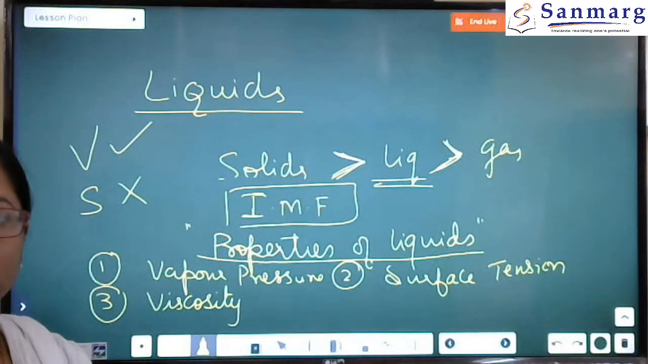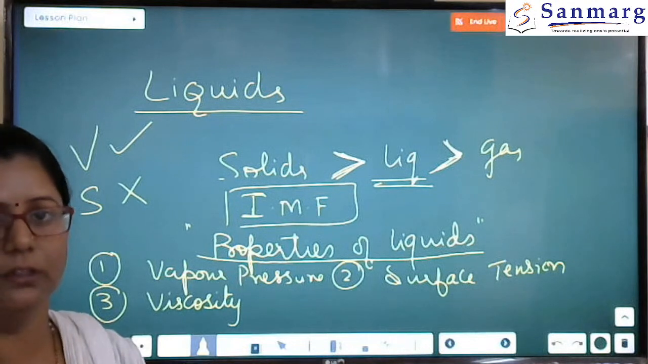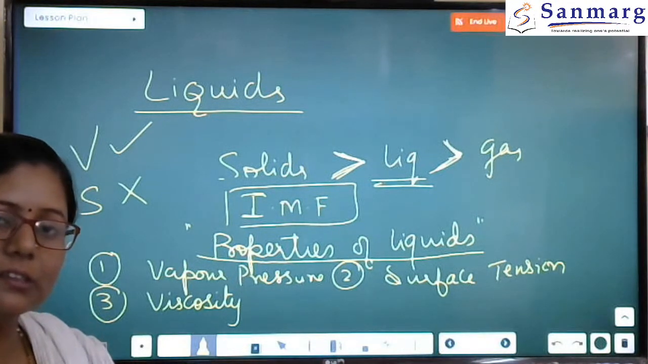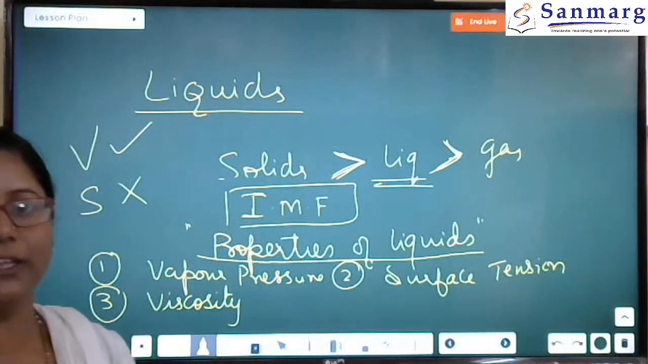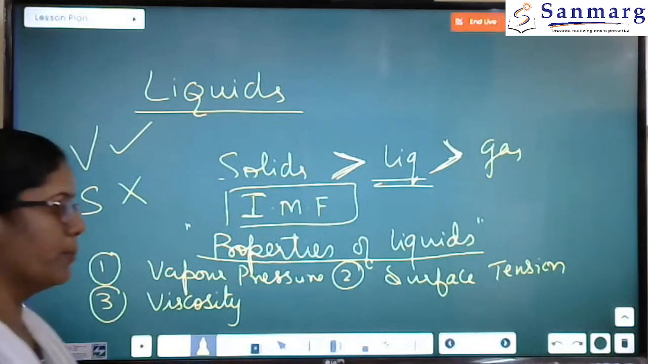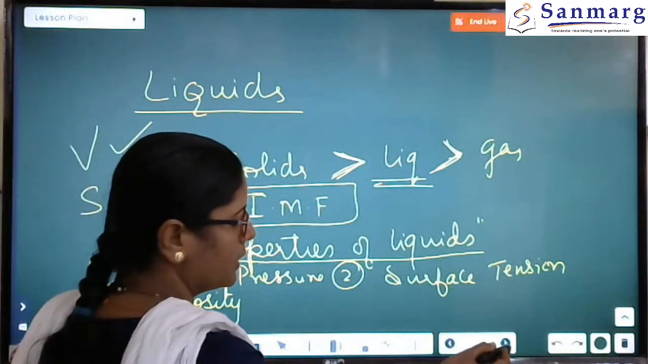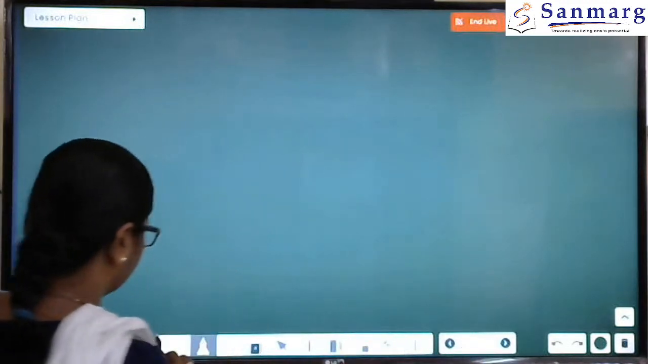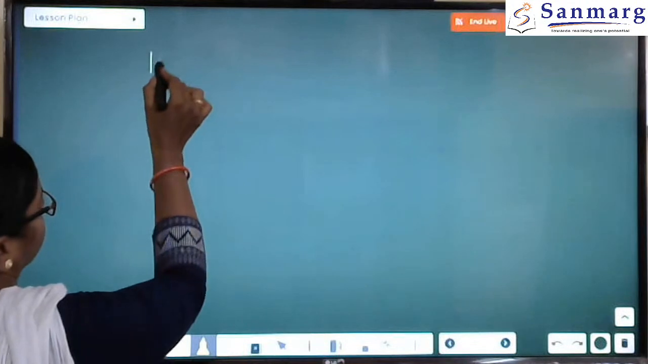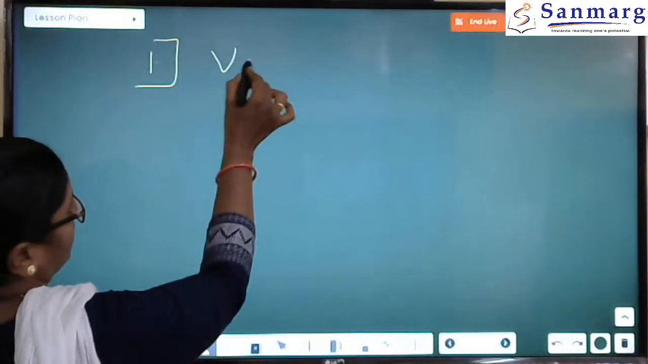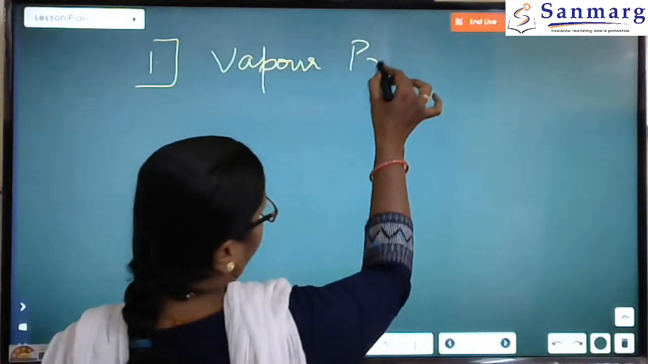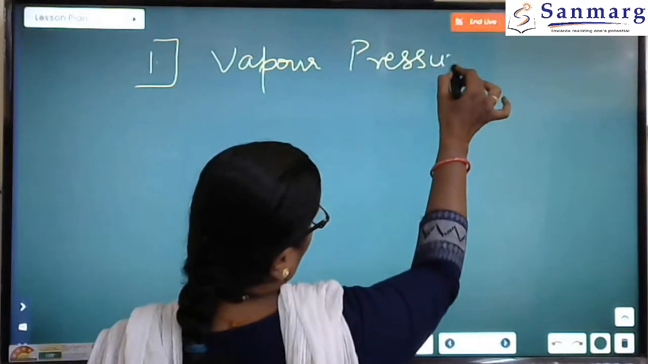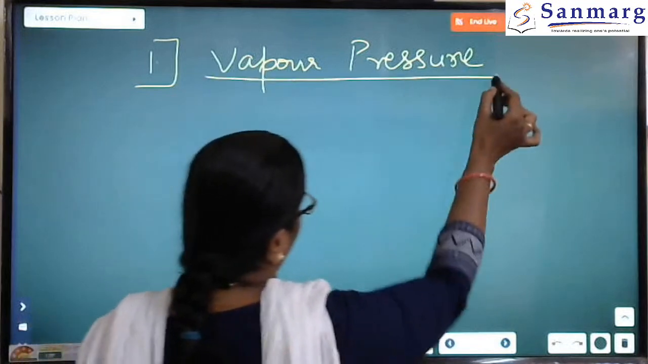After this we are going to discuss liquefaction of gases, how to convert gases into liquid. After that, states of matter will be completed. Probably by tomorrow we are going to complete states of matter. First property, vapor pressure. Vapor pressure means what?